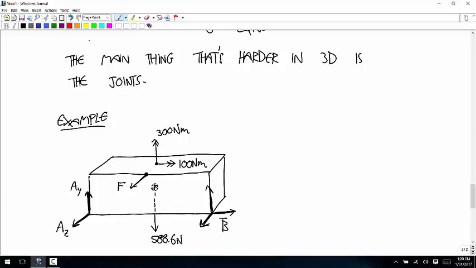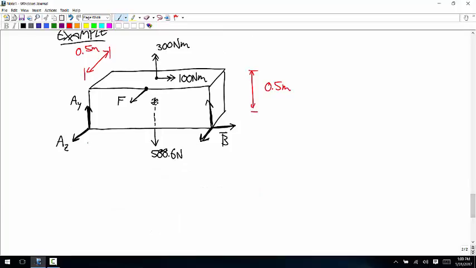And I have to give the dimensions. Let's say the height is 0.5 meters. And that's also the depth. And then let's say the length is 1 meter. And we want to calculate the unknown loads.